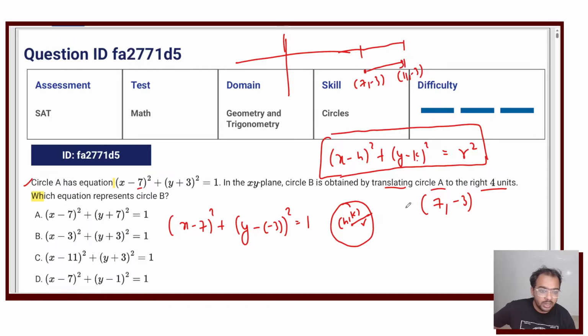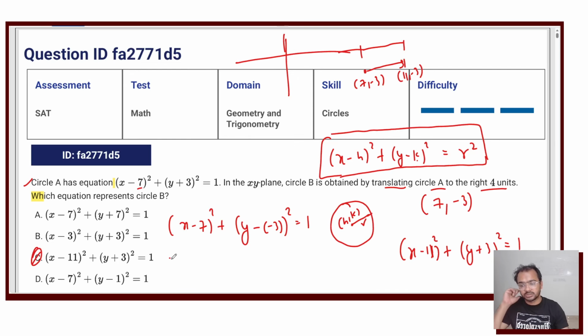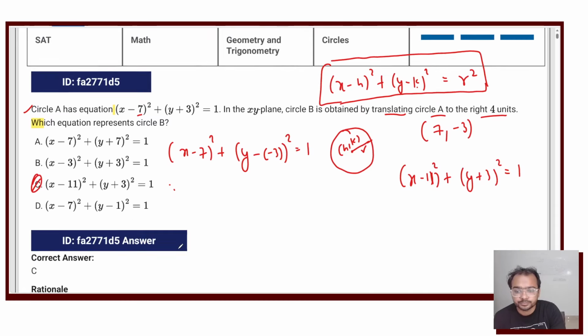So now using 11, negative 3, I can write the equation of the circle. This will be (x minus 11) whole square plus (y plus 3) whole square. The radius of the circle is unaffected, so you'll be having the same thing on the other side. So do we have something like that here? Yeah, we have. So it should be C then, (x minus 11) whole square plus (y plus 3) whole square equal 1.